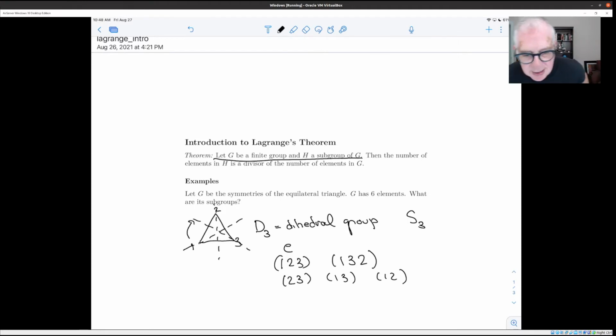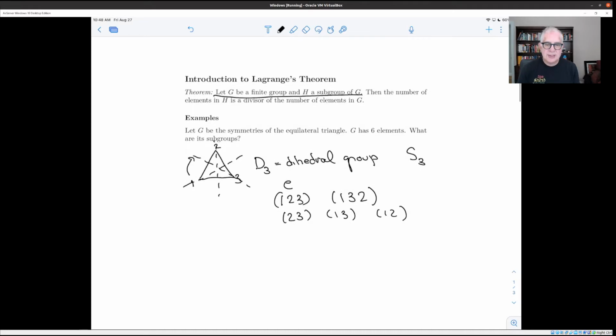And those are the 6 elements of this group, which has three different names, and comes up in lots of situations. So it's a group of order 6. So what are its subgroups?